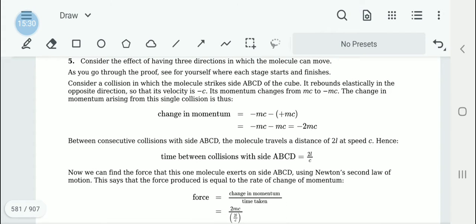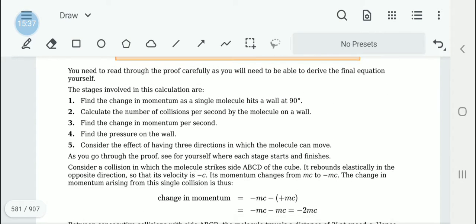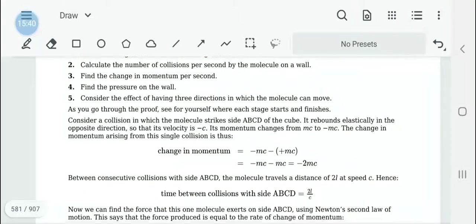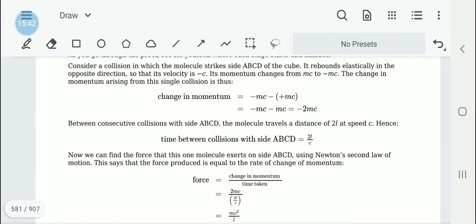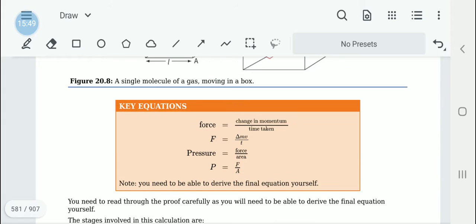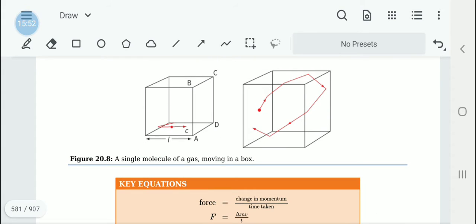Then between consecutive collisions with side A, B, C, D, the molecule travels a distance of 2L at speed c. So here we calculate the number of collisions per second by the molecule on a wall, right? So it goes 2L at speed c. Why does it go 2L? Because one side is L. For it to collide twice, it has to go back and forth. So if it collides, it goes and comes back. So that is 2L.